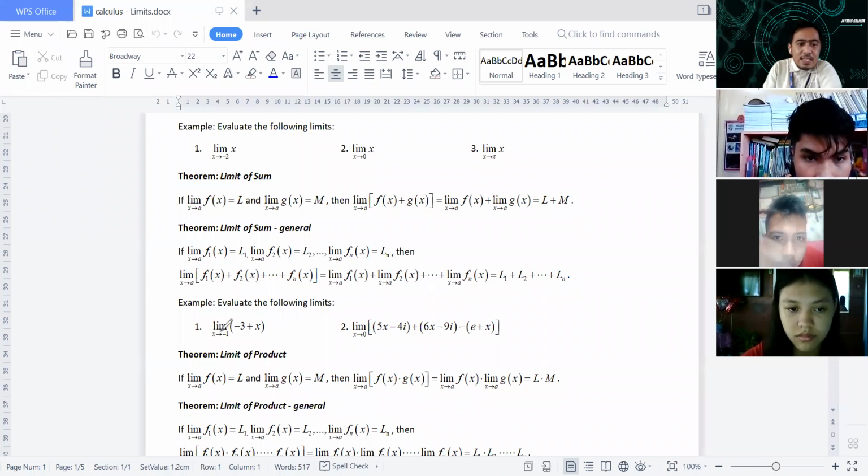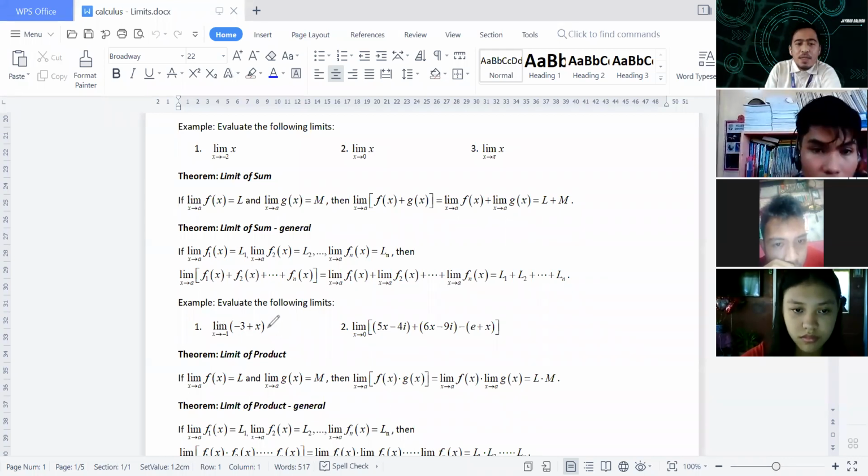Okay, let us have it here. Say for example, in number 1, take the limit of the first function. This is the first function, right? It is a constant, isn't it?